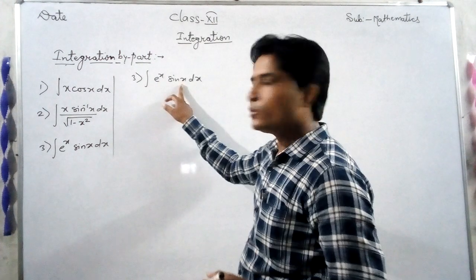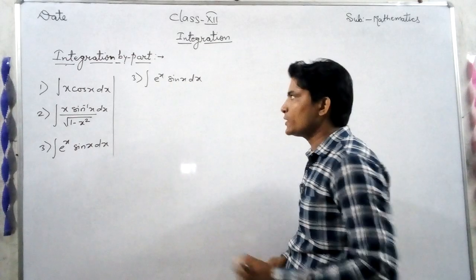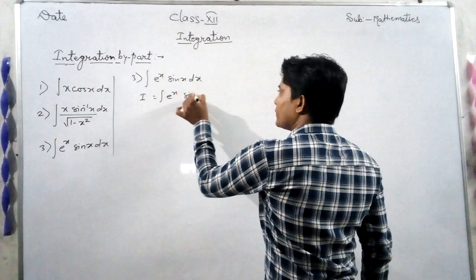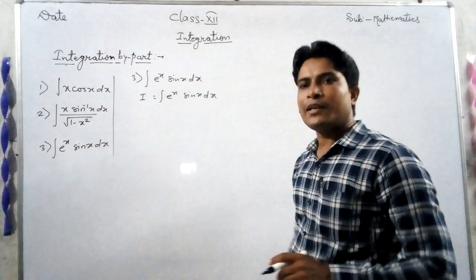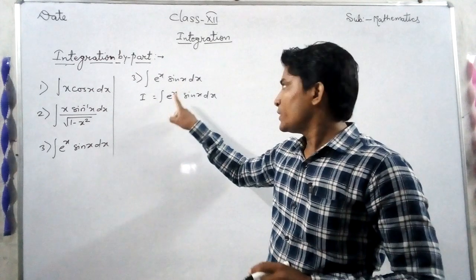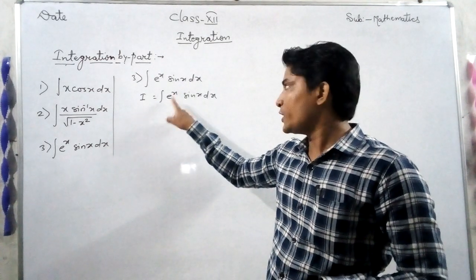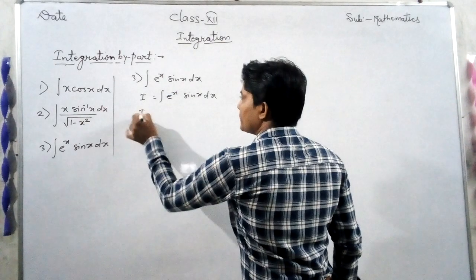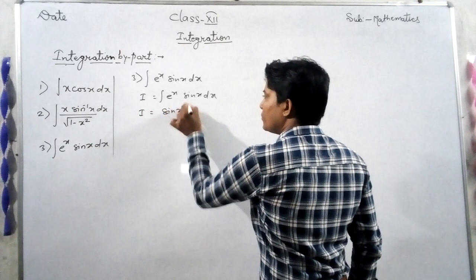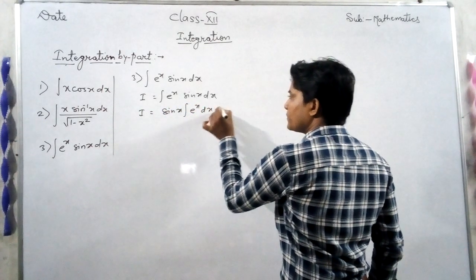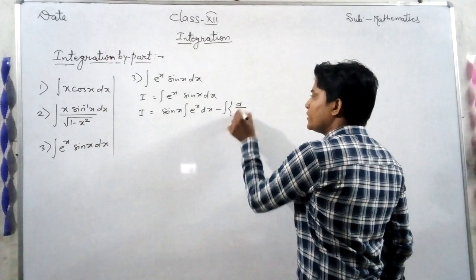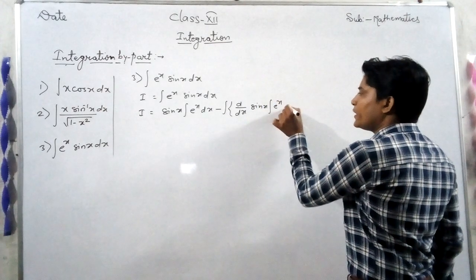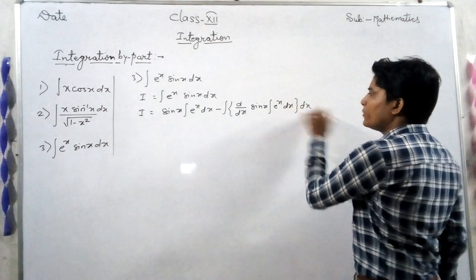Student, in this series our third question is e to the power x sin x dx. First of all, assume I equals integration of e to the power x sin x dx. Here we assume e to the power x as the last term because it is exponential, so it is g(x), and sin x is f(x). So sin x as a constant and e to the power x dx, minus integration of differentiation of sin x, integration of e to the power x dx, and the whole integration.